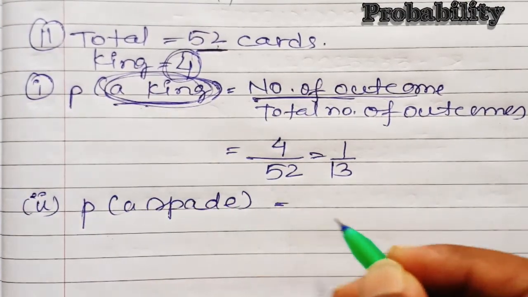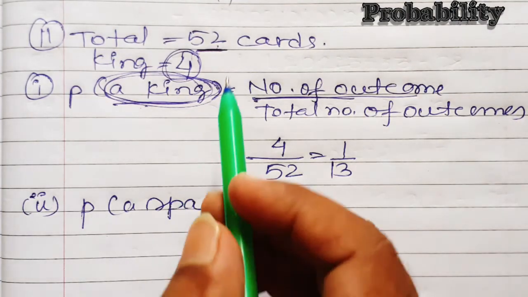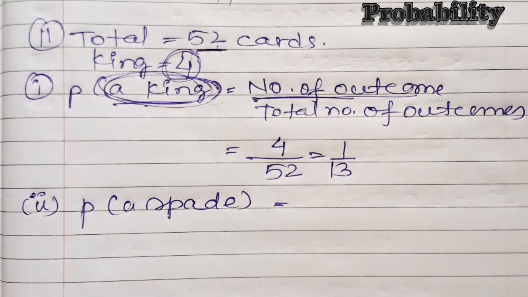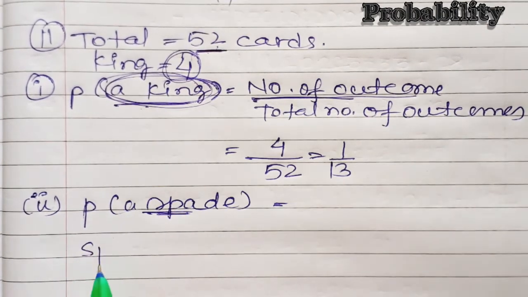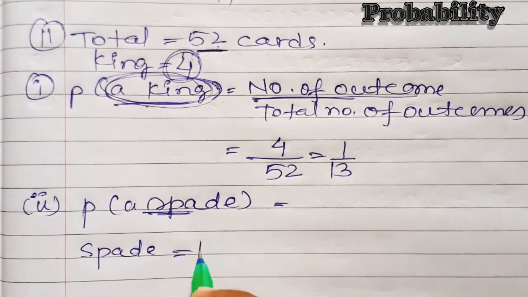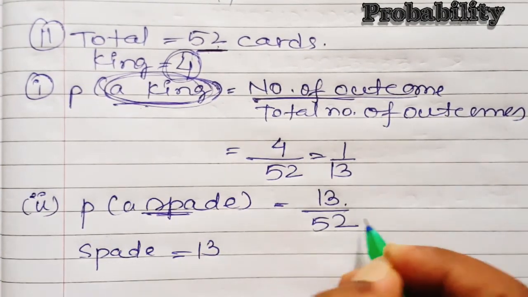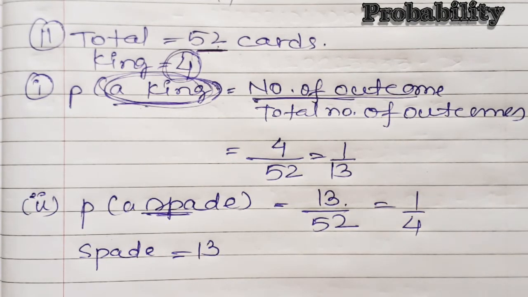Now next is, what is the probability of getting a spade? So spade is a shape. So how many spades will be there in a card? So we know that 52 divided by 4, it means 13 cards will be there in each shape. So spade is representing one shape. So spade will be how much? That will be 13. So 13 upon 52. If I do the cancellation, I will be getting 1 upon 4. So this is the probability of a spade.